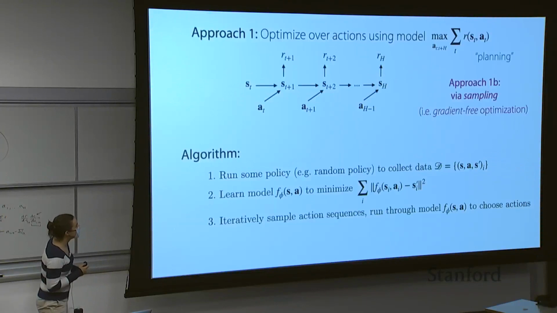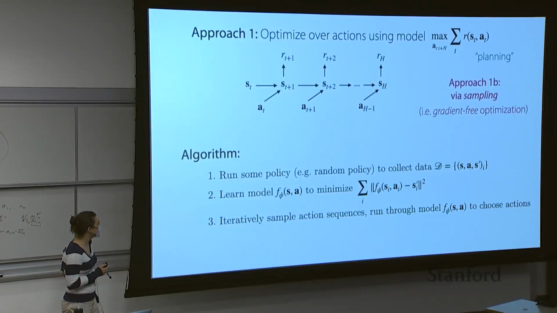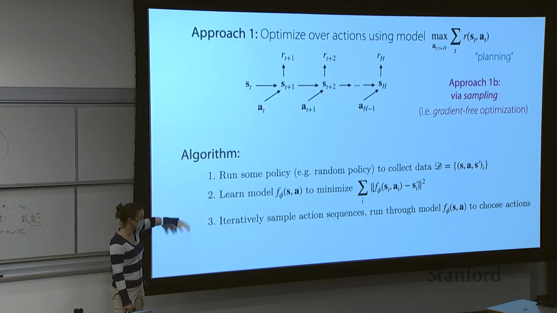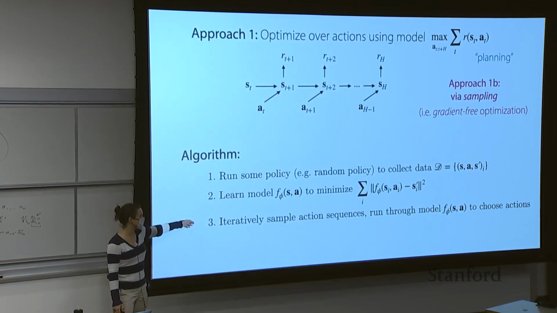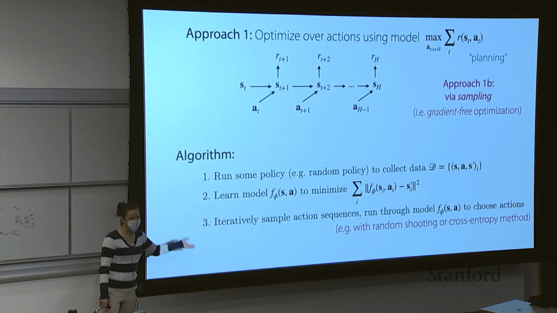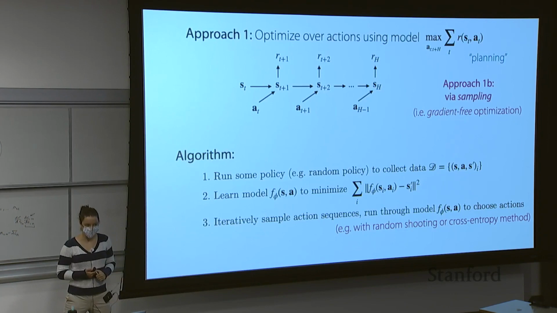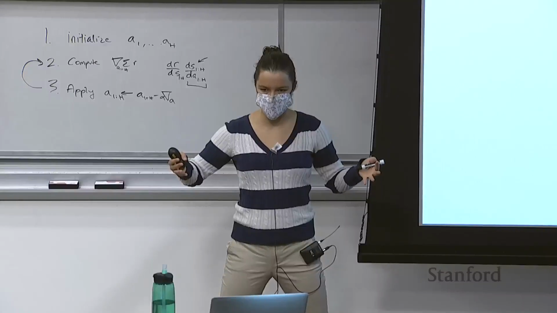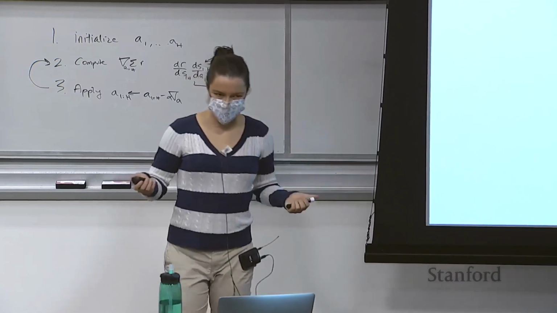Cool. So in terms of the algorithm, jumping back up, we're again going to be collecting some data, fitting a model, and then improving or optimizing for action sequences with respect to that model, for example using random shooting or cross-entropy method, or using a gradient-based optimization. Cool. So that was essentially version 1 and really one of the basics of model-based RL. Now, how can this approach fail?